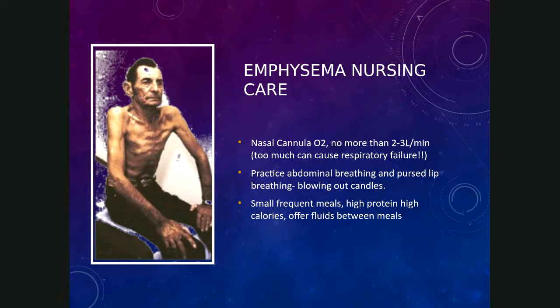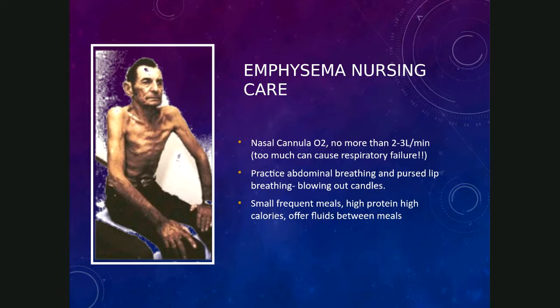You want to practice abdominal breathing and pursed lip breathing. If you want to see what abdominal breathing is, just watch how a child or a baby breathes. You'll see that stomach going up and down and up and down, and that's abdominal breathing. So you want to get them to practice abdominal breathing, and it's the idea of like blowing out candles. Smelling the roses and blowing out the candles is kind of a way to look at it, okay?